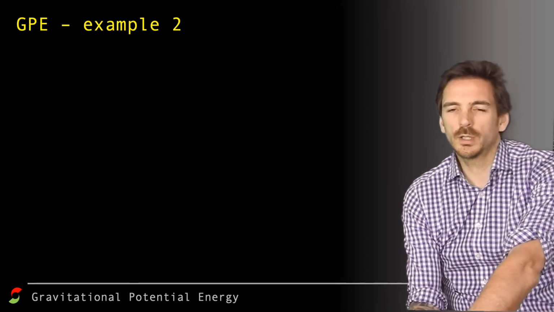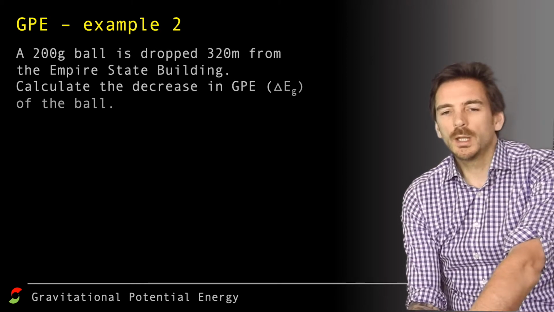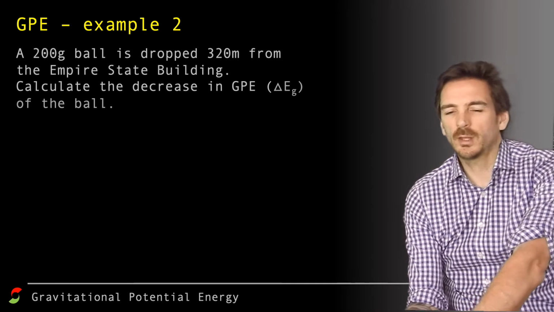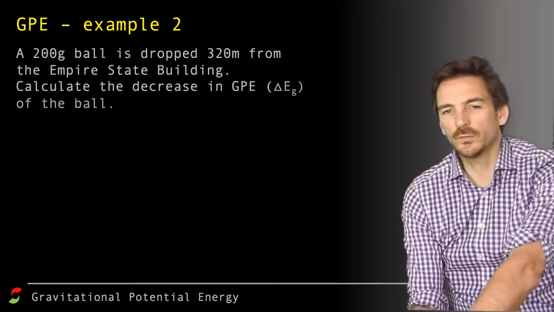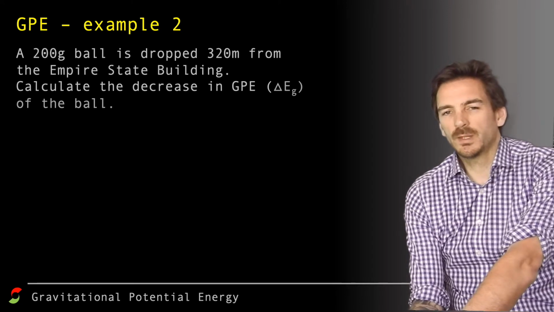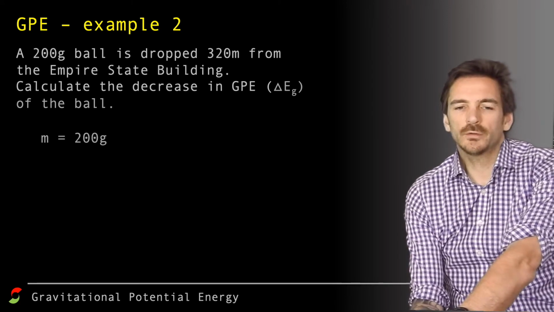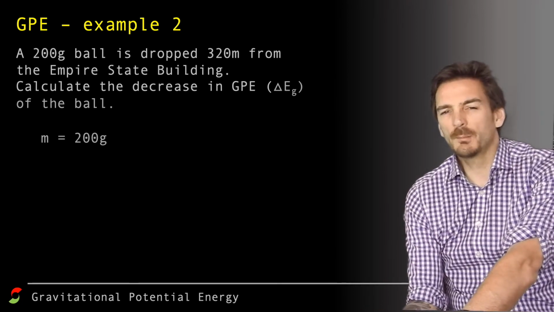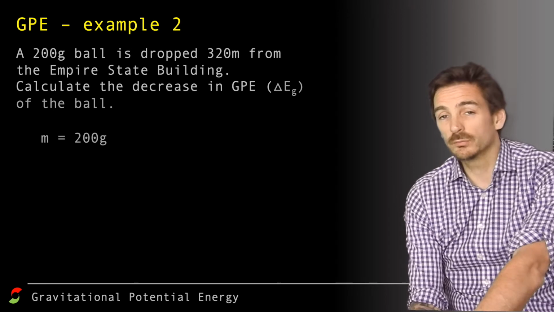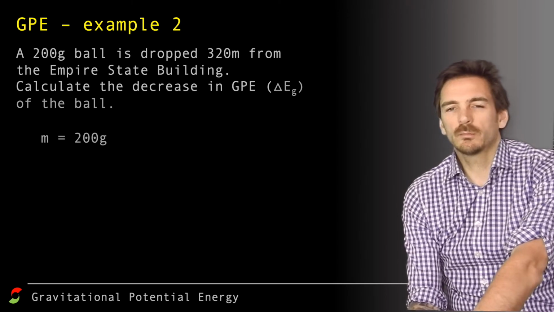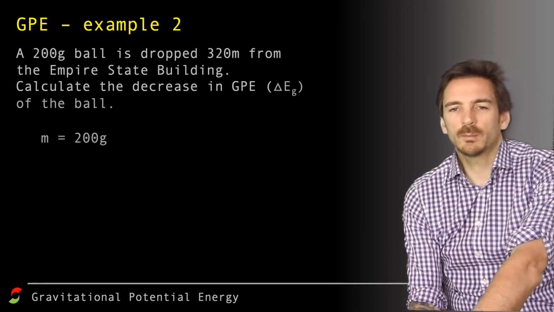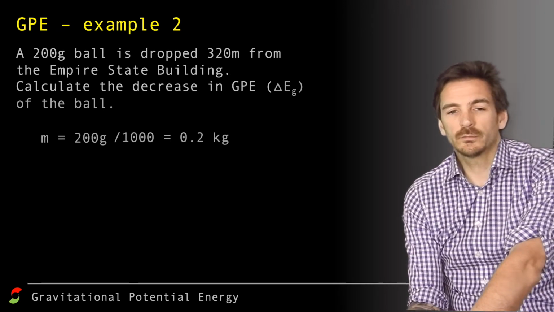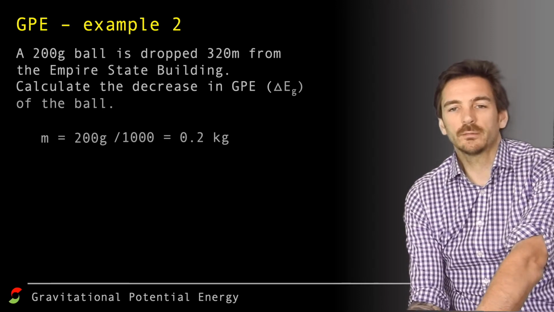So let's have another look, another example. This time we're going to look at a ball being dropped from the Empire State Building, where there's a viewing platform 320 meters above the ground. So the first thing here, if we just do a mental check across the units, we notice that the mass isn't in kilograms. It's important that it's in kilograms, but it's in grams. So we've got to do a conversion from grams into kilograms. If we divide this by 1,000, we do our conversion, 0.2 kilograms.